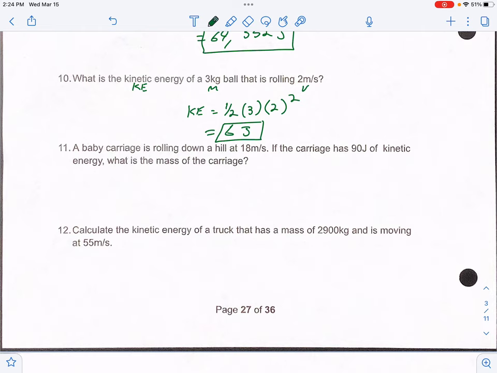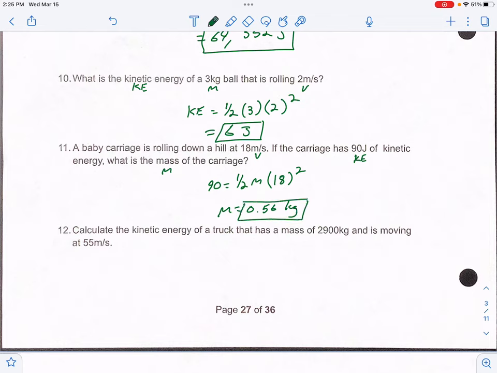11, a baby carriage is rolling down the hill at 18 meters per second, so I gave you velocity. If the carriage has 90 joules of kinetic energy, so I just gave you KE. What is the mass? So you're looking for M. So KE is going to be 90 equals 1/2 mass. I don't know, I'm leaving it as M. And then my velocity is 18 squared. So get M by itself, divide both sides by 1/2 times 18 squared, and I get a mass of 0.56 kilograms.